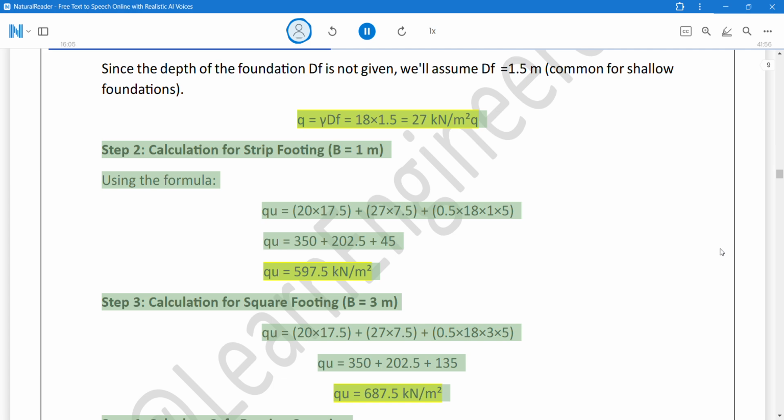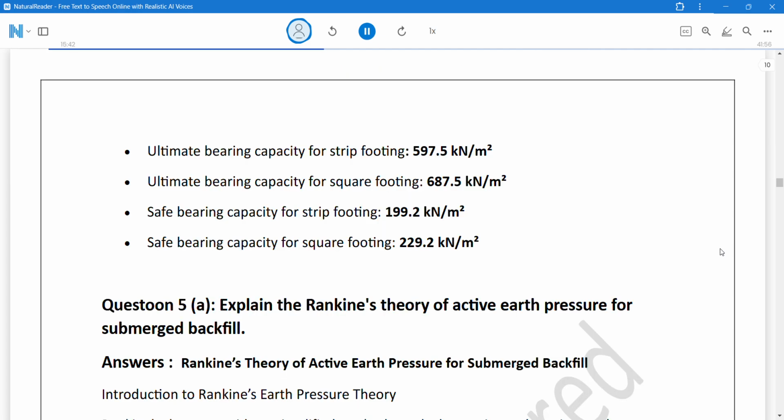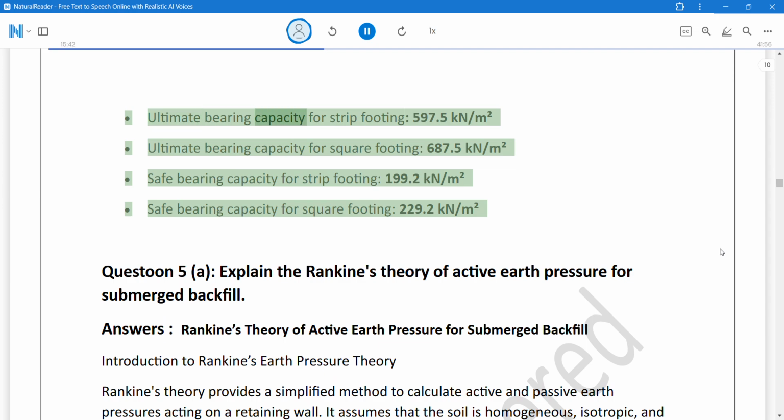Final answers. Ultimate bearing capacity for strip footing, 597.5 kN per square meter. Ultimate bearing capacity for square footing, 687.5 kN per square meter. Safe bearing capacity for strip footing, 199.2 kN per square meter. Safe bearing capacity for square footing, 229.2 kN per square meter.